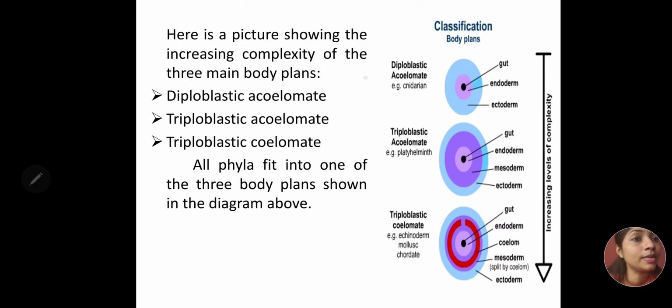In diploblastic acoelomate, we have only two layers, that is endoderm and ectoderm. In the triploblastic condition, another extra layer called mesoderm has been added. And here, since there is no coelom, it is considered to be an acoelomate. But further evolving complexity is the presence of a true coelom, apart from having three germ layers, that is endoderm, mesoderm, and ectoderm. So the complexity increases from lower organisms to higher organisms.